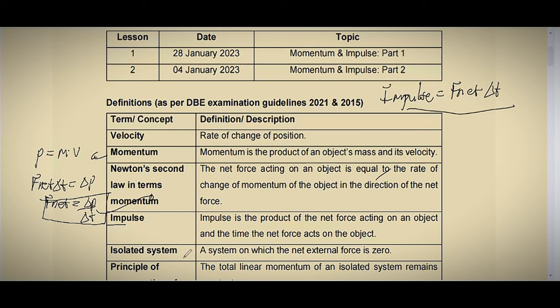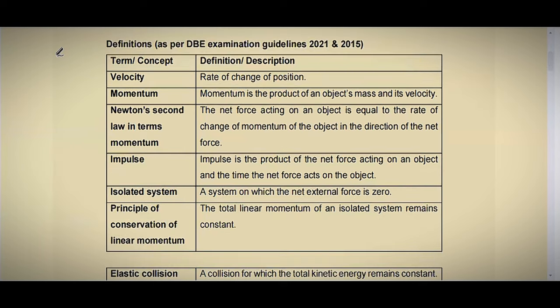We have isolated system. It says this is a system on which the net external force is zero, right? It's as simple as that. And then let's go to the principle of conservation of linear momentum. This is one of the definitions that you should really know by heart, because it's definitely coming in your exam. The total linear momentum of an isolated system remains constant. The principle of conservation of linear momentum simply states that in an isolated system, the total linear momentum is conserved.